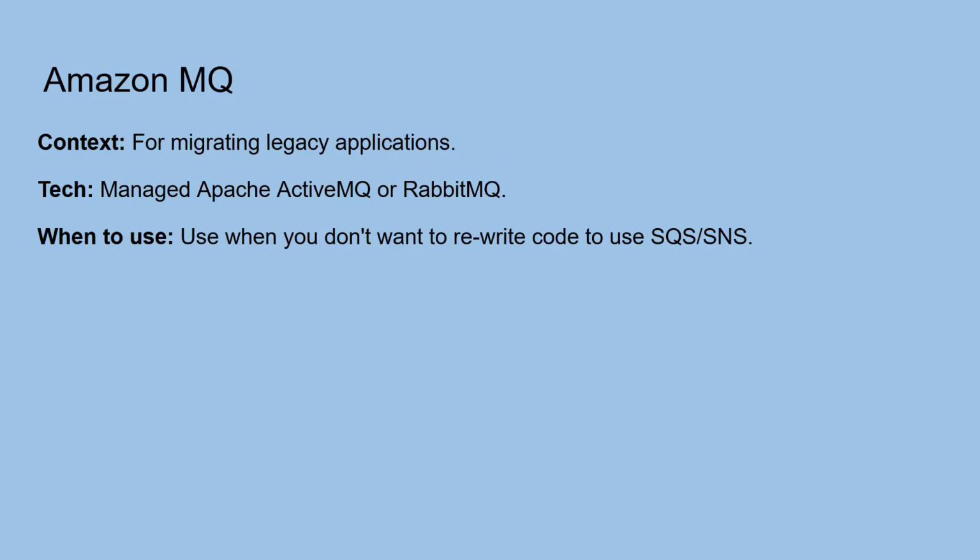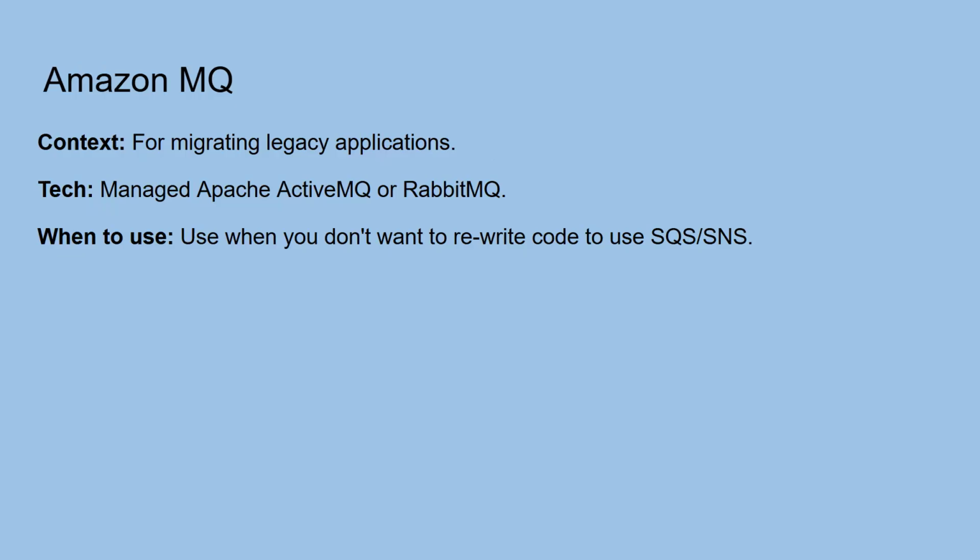One more thing is Amazon MQ. It's mainly for migration and compatibility. It supports managed Apache ActiveMQ and RabbitMQ. For brand new cloud-native applications, AWS often recommends services like SQS and SNS, but if a company already has applications written for ActiveMQ or RabbitMQ, Amazon MQ can reduce the need to rewrite them.